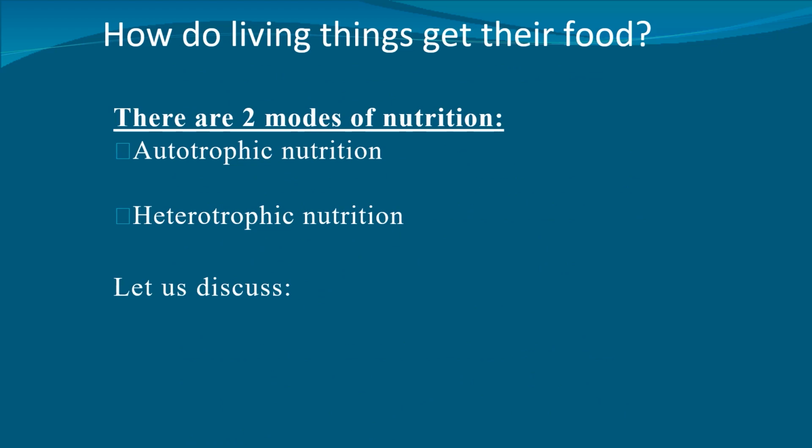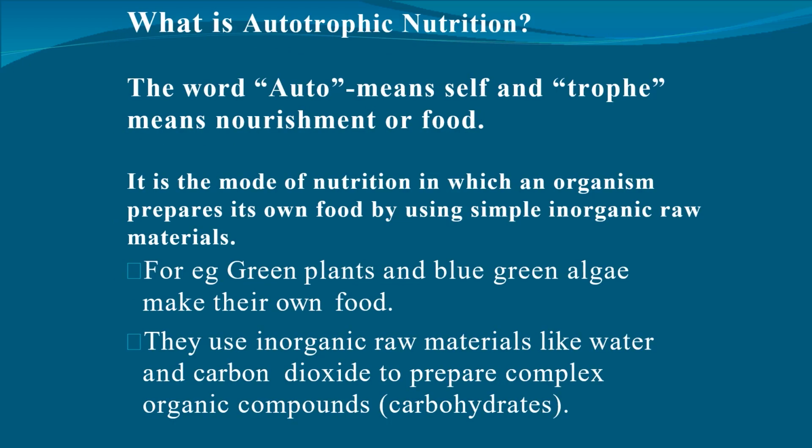There are two modes of nutrition. Number 1, autotrophic nutrition, and number 2, heterotrophic nutrition. Let us discuss the first mode of nutrition, that is autotrophic nutrition, in detail. So what is autotrophic nutrition? The word auto means self and troph means nourishment or food.